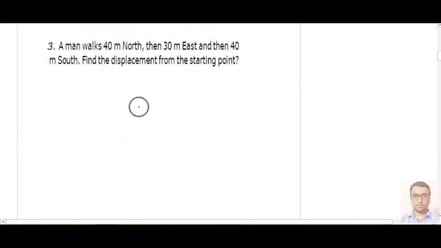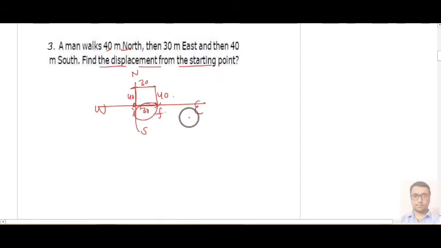In next question what we have is 4 directions like north, south, east and west, and it is saying that a man travels 40 meter towards north. Suppose this is 40 meter, then 30 meter east, say this is 30 meter, and then 40 meter south. Then he will move back to south by 40 meter. Find the displacement from the starting point. So from starting point to final point, its displacement will be of 30 meter and direction will be towards east.